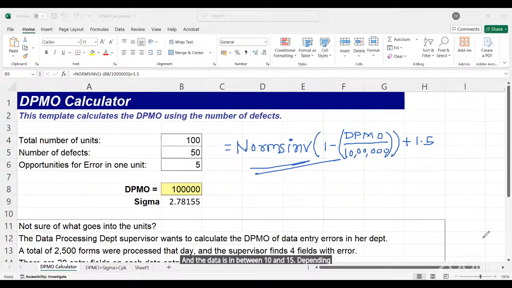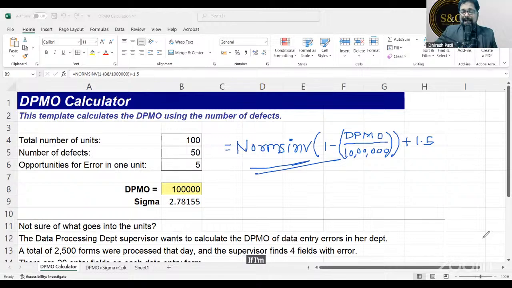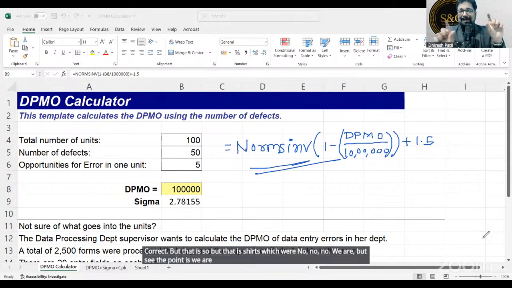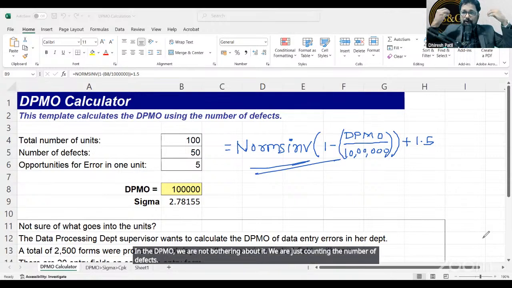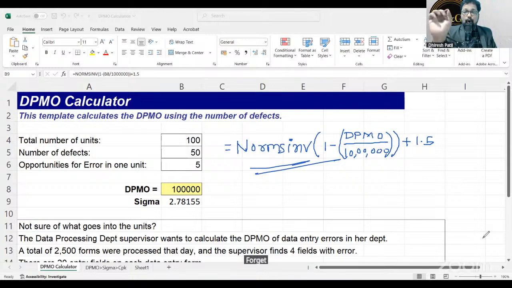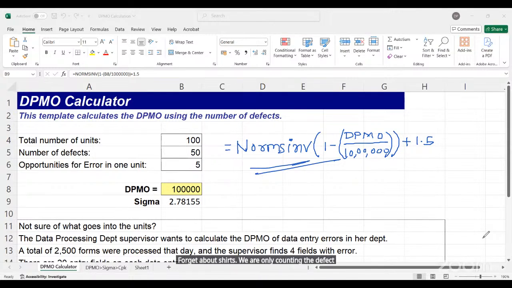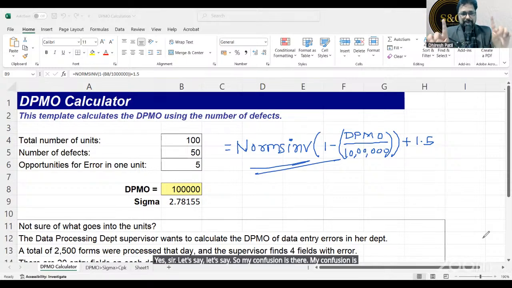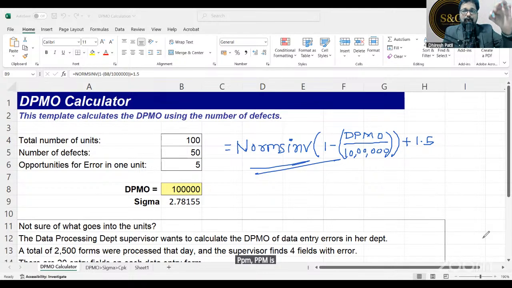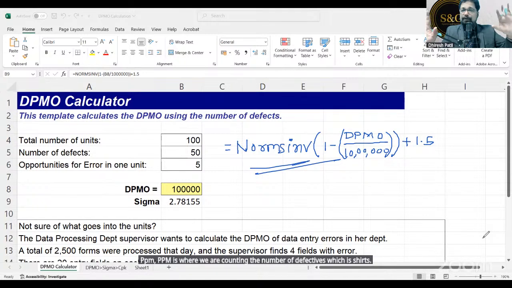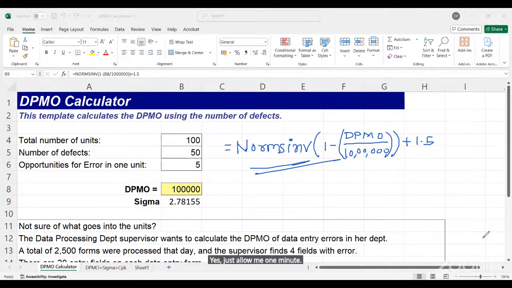If I'm not wrong, we are just talking about the basic mathematics. But see, the point is, we are talking about the shirts. In DPMO, we are not bothering about shirts. We are just counting the number of defects. Forget about shirts. We are only counting the defects. Understand this? Yes, sir, my confusion is just here. Hold on, just let me complete this point. Just allow me 1 minute. PPM is where we are counting the number of defectives, which is shirts. In DPMO, we are not counting shirts. We are only counting the number of defects. Just allow me 1 minute. Let's say the example we are reflecting on the screen.